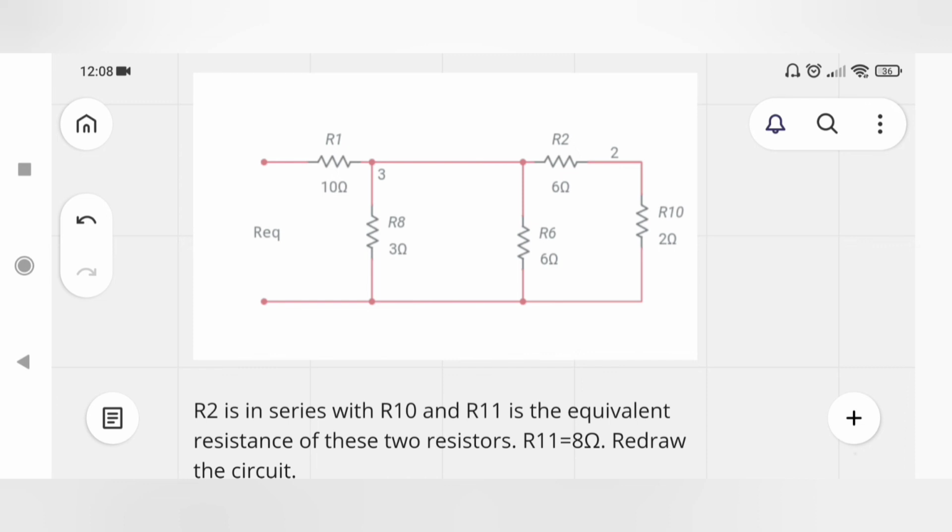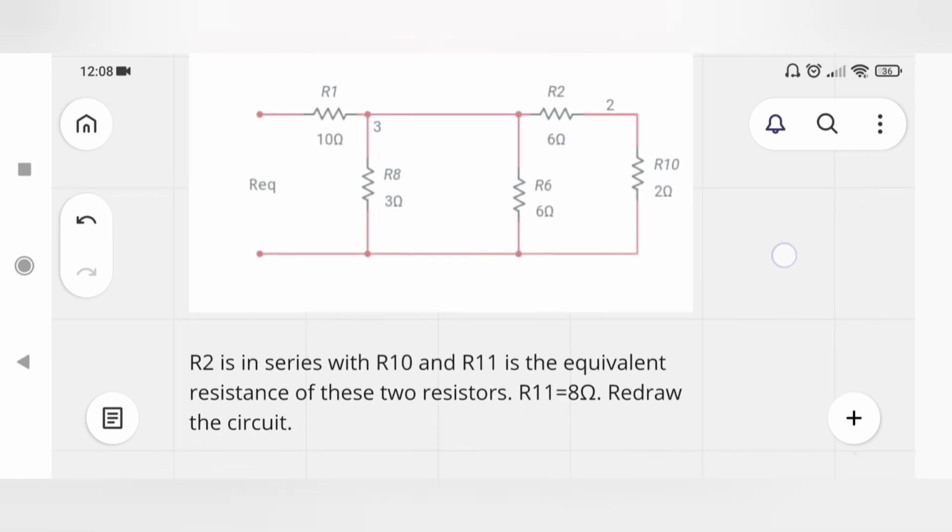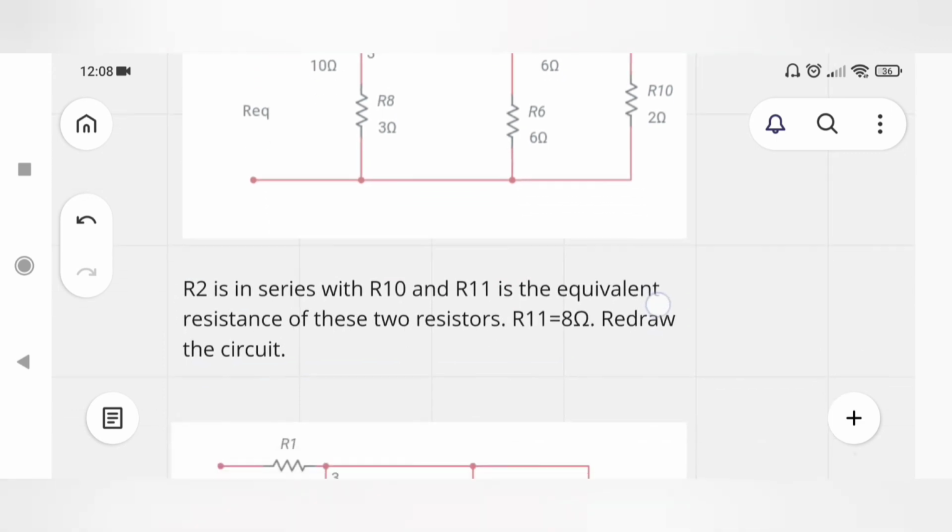Now you can see R6 and R8 are also in parallel. Replace them with a single resistor. R11 is the equivalent resistance and its value is 8 ohm. Resistors R2 and R10 are in series with each other, and R11 is their equivalent resistance, which is equal to 8 ohm. Let's come to the next step.